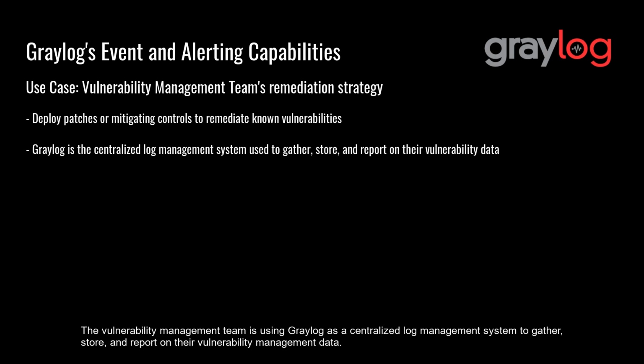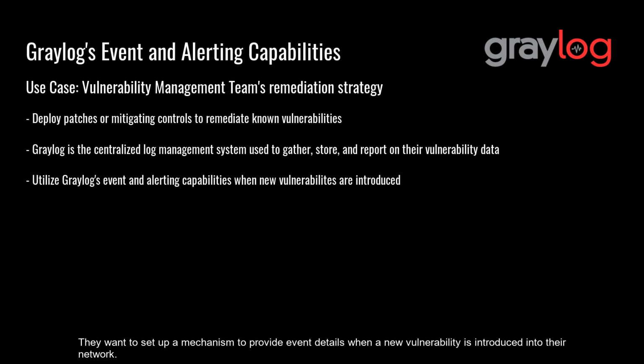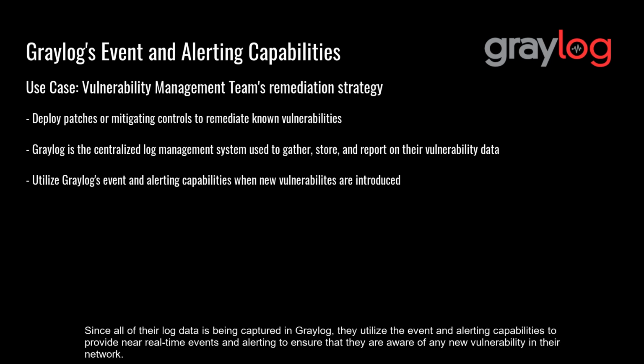The vulnerability management team is using Graylog as a centralized log management system to gather, store, and report on their vulnerability management data. They want to set up a mechanism to provide event details when a new vulnerability is introduced into their network. They also want to alert their team as soon as those new vulnerabilities are introduced. Since all of their log data is being captured in Graylog, they utilize the event and alerting capabilities to provide near real-time events and alerting to ensure that they are aware of any new vulnerability in their network.